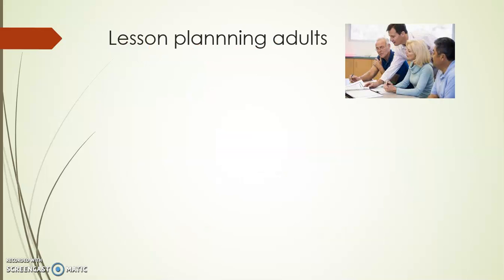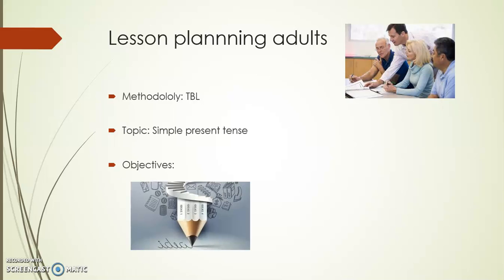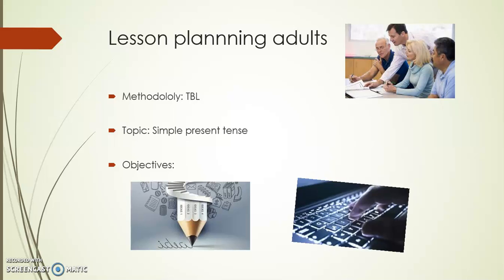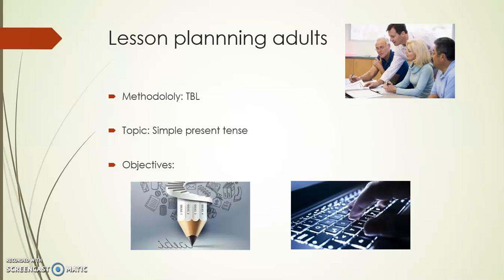And the lesson plan for adults. The methodology is task-based learning and the topic is simple present tense. Objectives: the students have to identify the structure of the simple present tense, and they have to identify the auxiliaries of the simple present tense in negative and interrogative sentences.